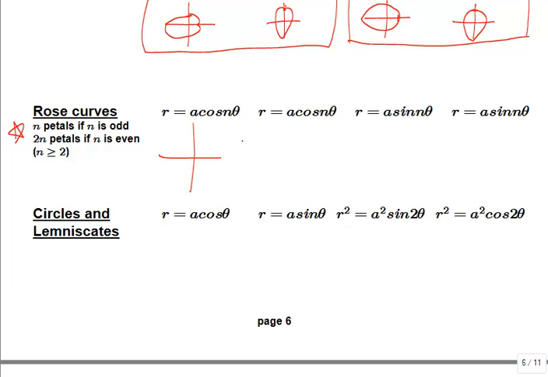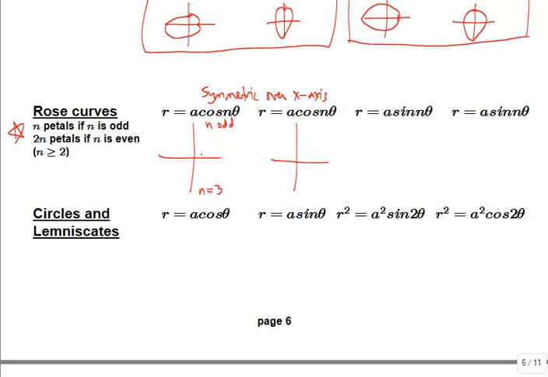Okay, so this is what it's going to look like. For the cosine cases, these are symmetric over the x-axis. So you want to make sure that you see that symmetry over the x-axis. If the n is odd, then you're going to have exactly that many petals. And I'm going to draw here. I can't really draw all of them, but I'll show you what the case might look like if n is equal to 3, an odd number. So this is what it looks like.